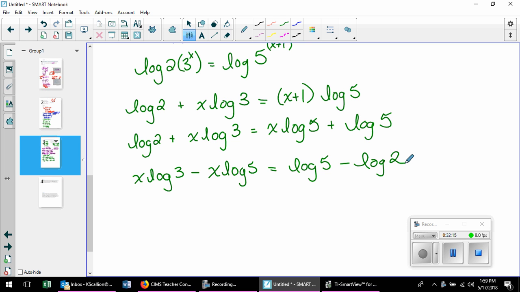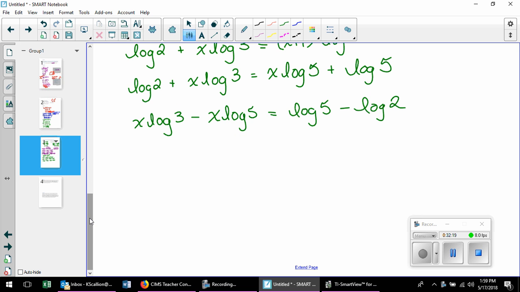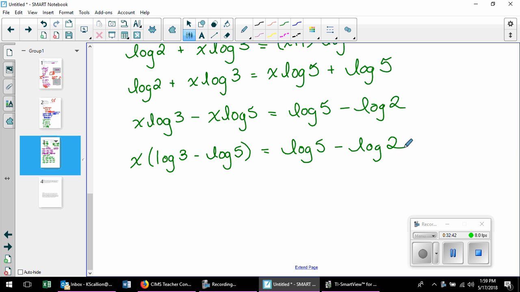We could have done it in many steps, but I think we're advanced in our algebra that we can just do that. Can I subtract an x log 3 from an x log 5 and get 0? No, because they have different arguments. So I get a common factor that x out. Now what? Divide by what's in the brackets, and I have to do that to both sides.